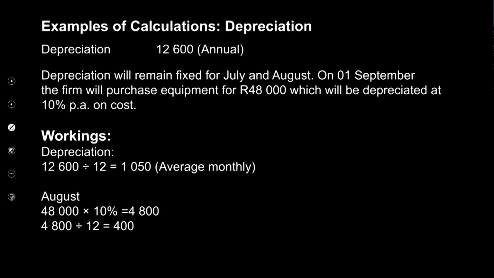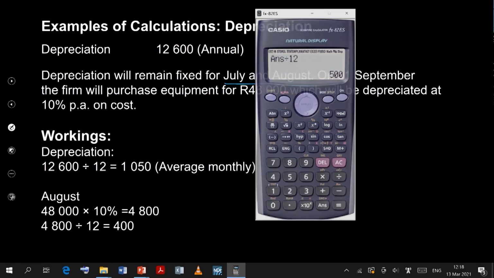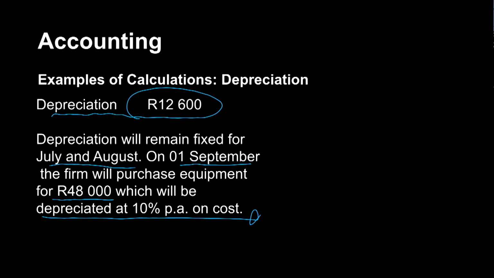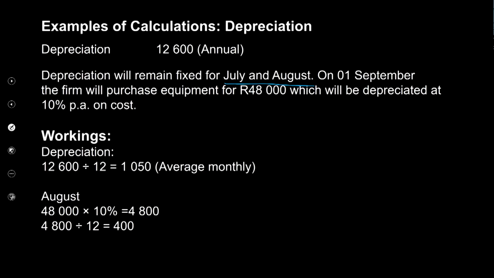Step number 1. Depreciation is fixed for July and August, right? So immediately what I say, take my calculator and say 12,600 divided by 12 will give you a figure of 1050. That is the average per month. That is your average per month. 12,600 divided by 12.